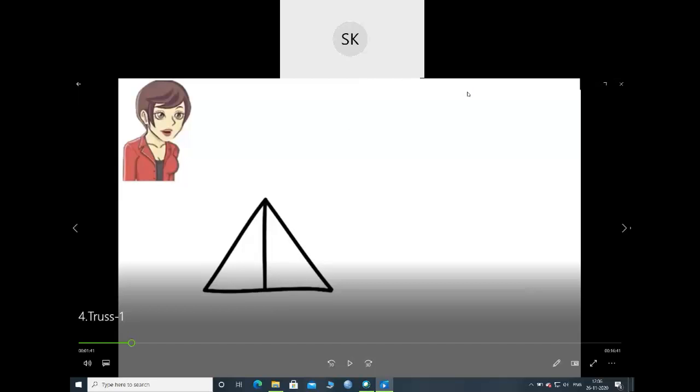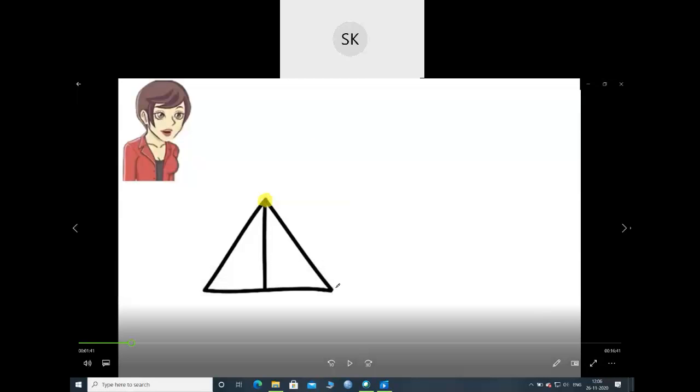Suppose I have a joint at this position. This joint will experience some forces or load. This joint will experience force and load. This joint will experience force and load. This joint will experience some forces, not these members. These members will not experience any force at the joints.